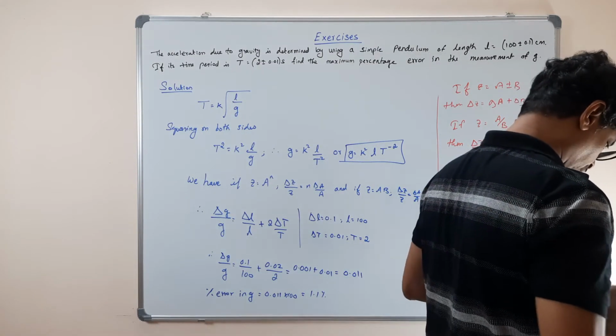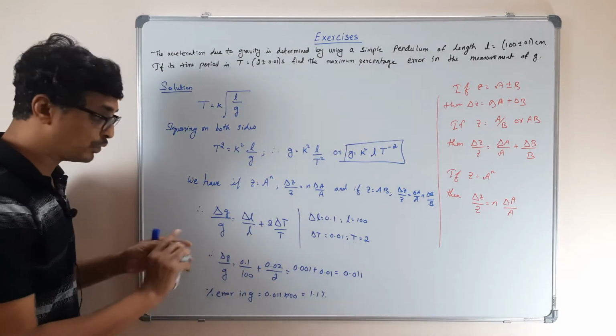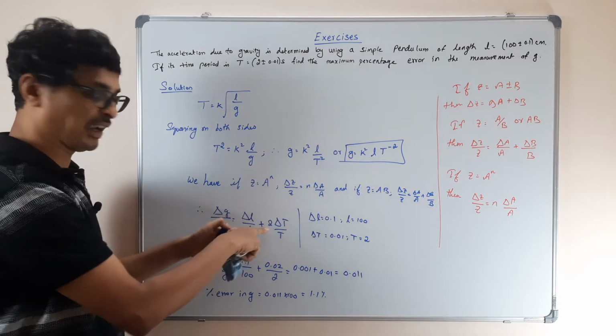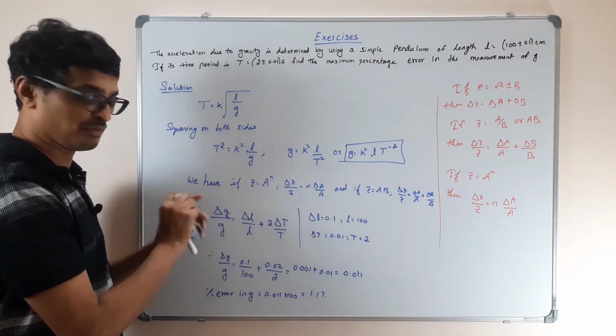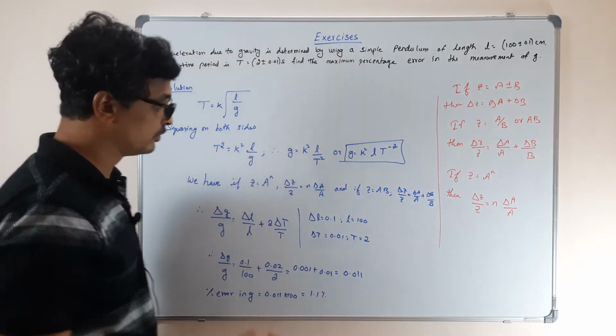So remember, these are the common mistakes people make. You write minus because you see it is minus, so you put minus. No, because error should always be maximum. So you should always remember there's a plus minus sitting along with this delta T.